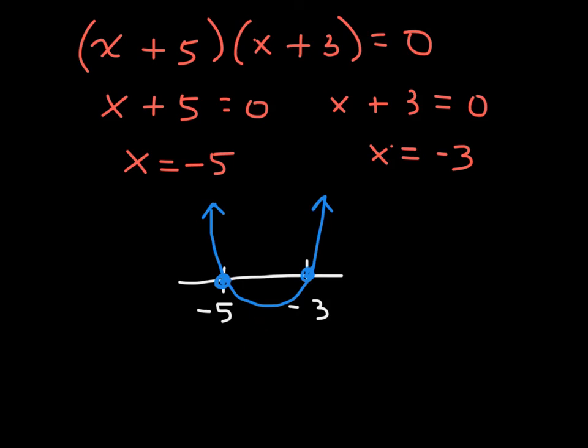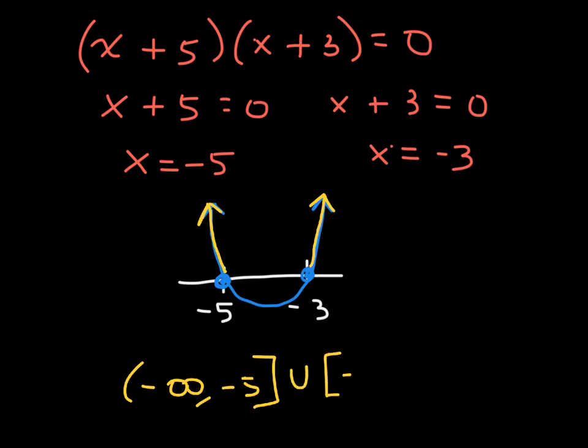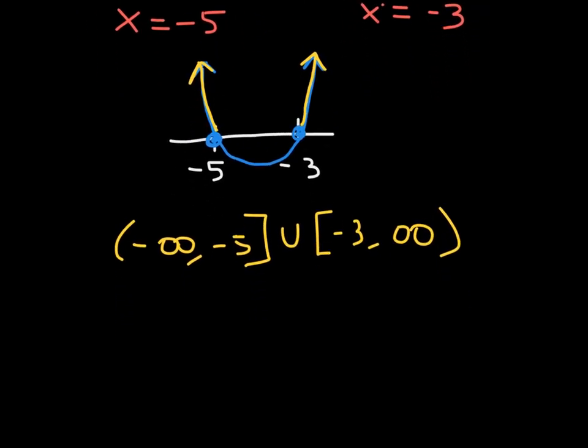Now don't forget what the question was. The question was, when is this parabola above the x-axis? Well, it's above the x-axis for that interval, and that interval. So your final answer would be from negative infinity to negative 5, put a bracket on that x-intercept, union from negative 3 to positive infinity. And that's it, you guys. I mean, that's really what it boils down to.